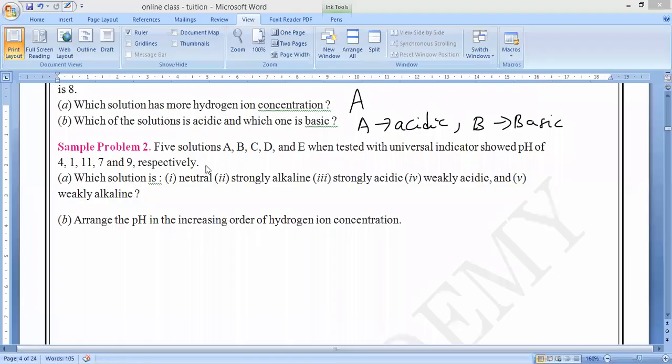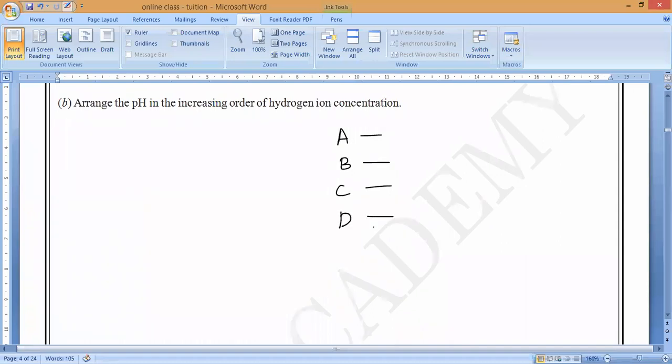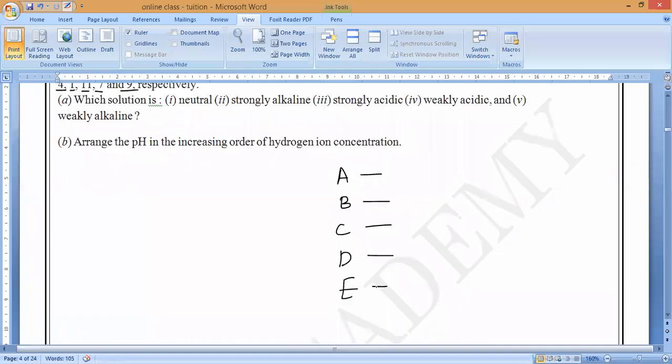Now, 5 solutions have been given: A, B, C, D and E. When tested with the universal indicator, they showed pH of 4, 1, 11, 7, 9 respectively. So how to answer this question? How many solutions are totally given? 5 solutions: A, B, C, D, E. What are the pH values? 4, 1, 11, 7, 9.